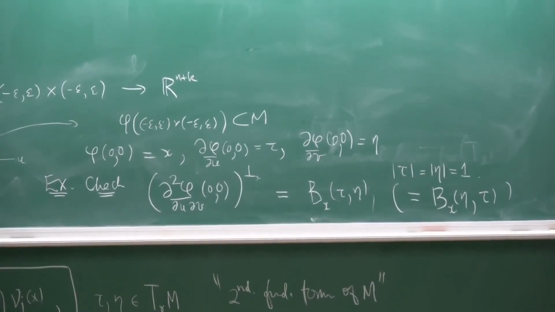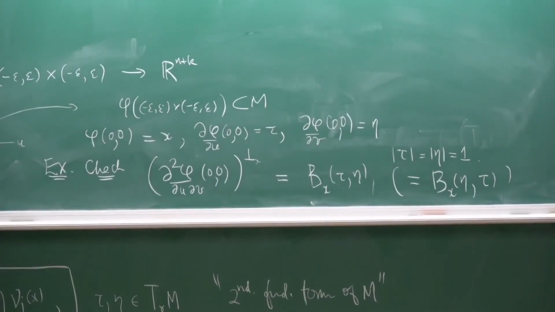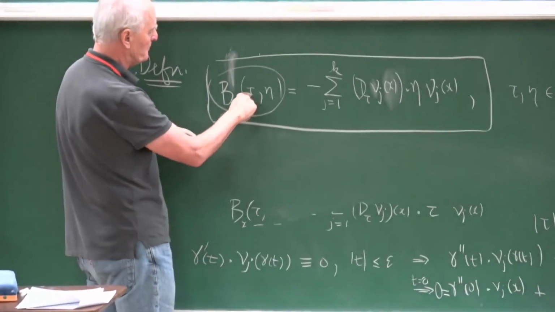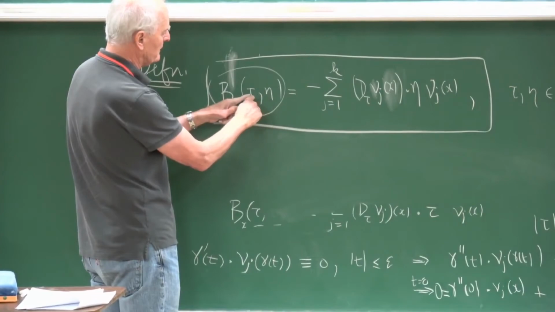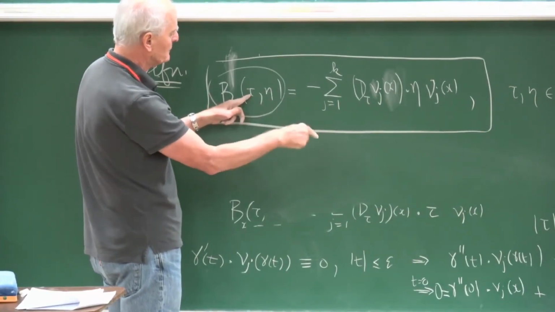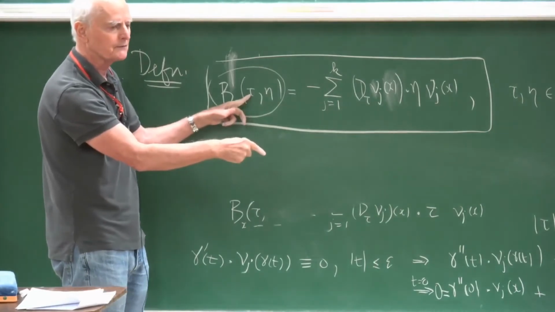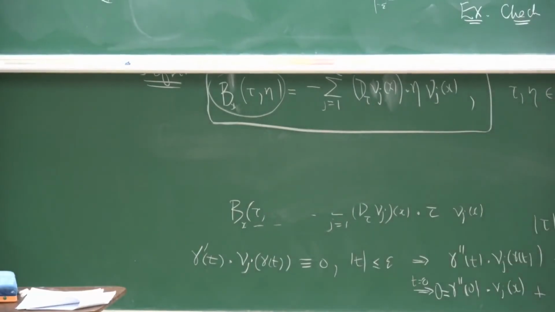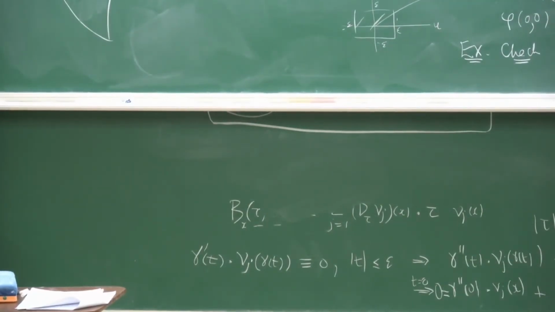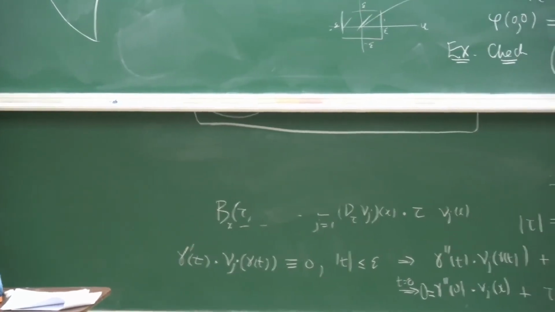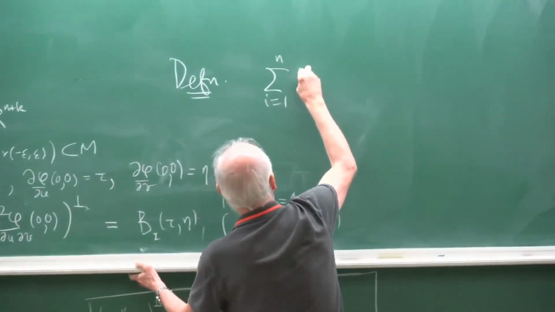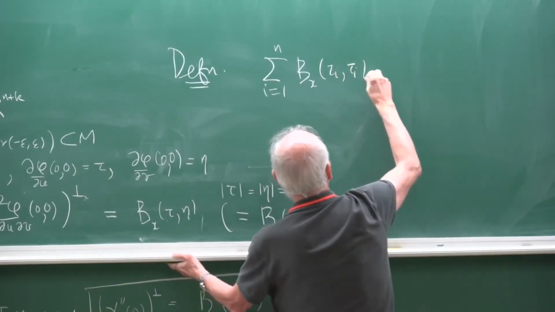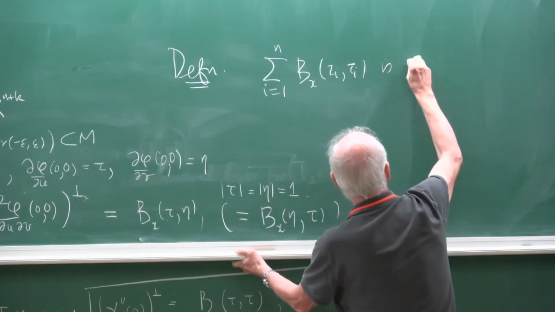And an important particular quantity related to this is to take the trace of this. When you put tau and eta equal to tau_i, where tau_1 up to tau_n is an orthonormal basis for the tangent space, you take the trace. So definition: the sum from i equals 1 up to n of the second fundamental form at x of tau_i, tau_i is called the mean curvature vector.